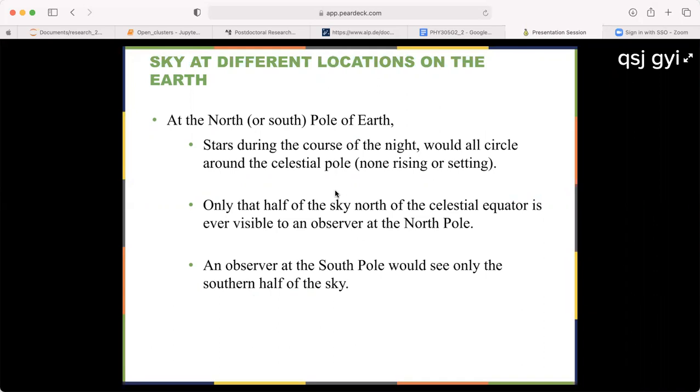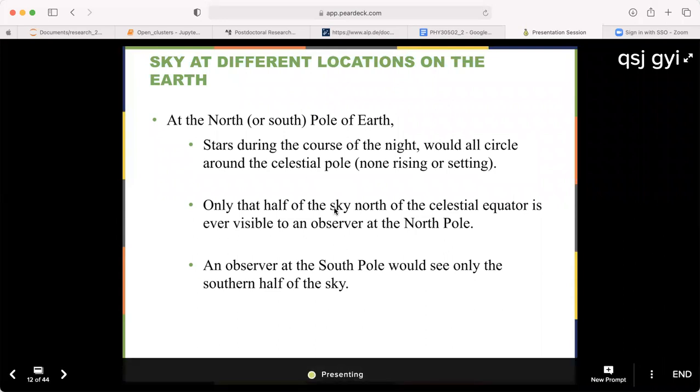Now, the other thing that you can notice from the north celestial pole is that only the half of the sky north of the celestial equator is visible. That's obvious: when you are at the north celestial pole, you will see half of the dome, or half of the sphere, which means you will only see the part north of the celestial equator. The same thing will happen for an observer at the south pole. They would see only the southern half of the sky. If you are on the north pole, you will only see the northern half of the sky. If you are on the south pole, you will only see the southern half of the sky. So that's how it works.